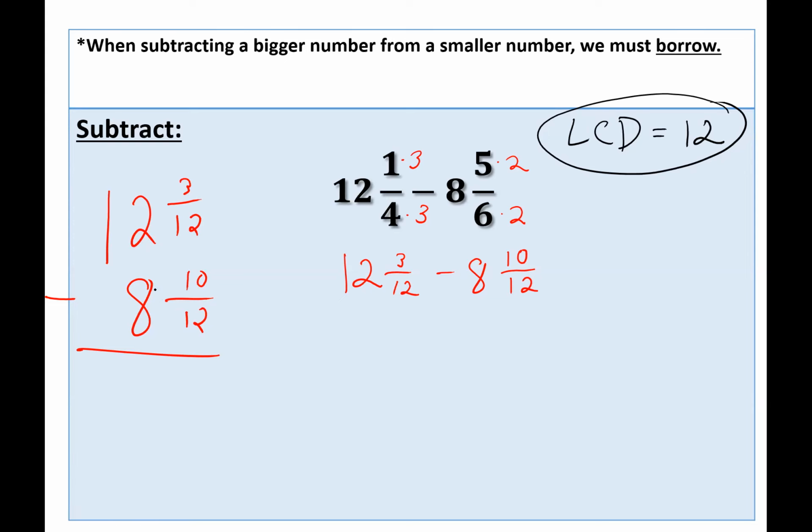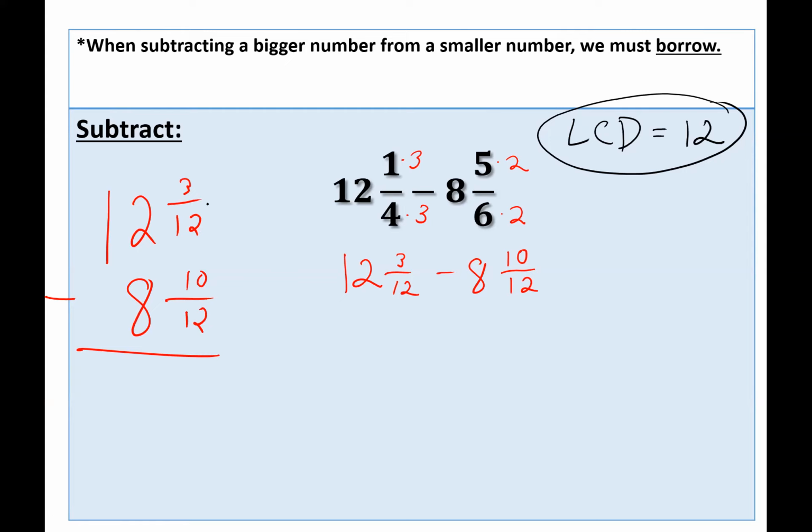Okay, and now hopefully what you're noticing is if we try to subtract 3/12 minus 10/12, that's technically a negative number. We are not dealing with negatives quite yet. In this original problem, 12 minus 8, it's definitely going to be something positive. So if you run into this situation, what we're going to do is borrow.